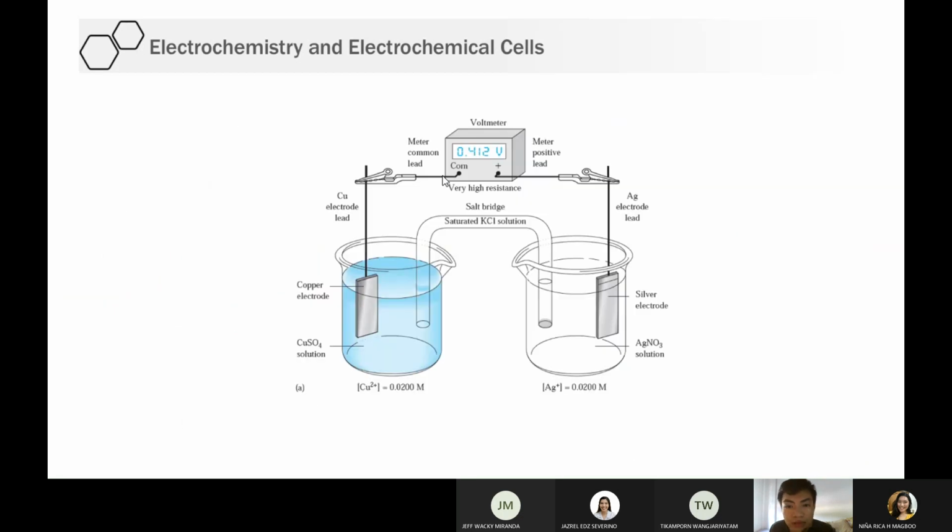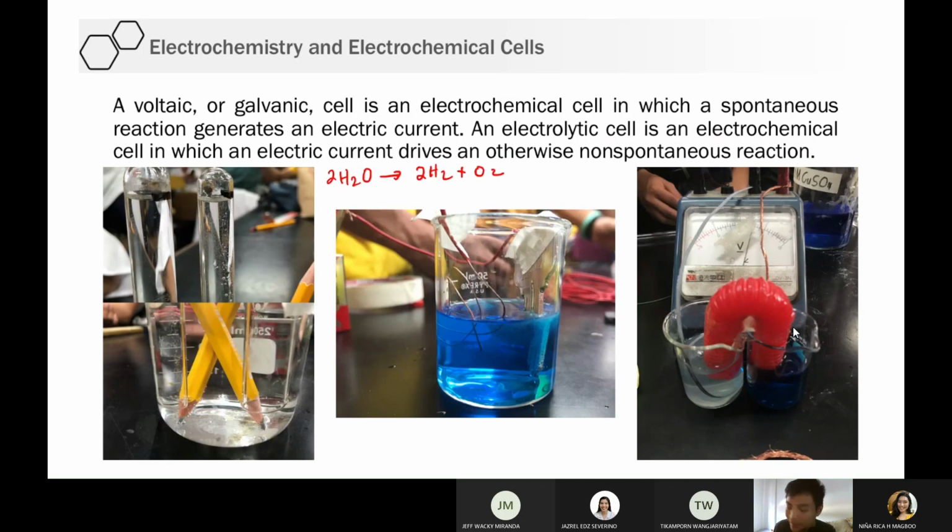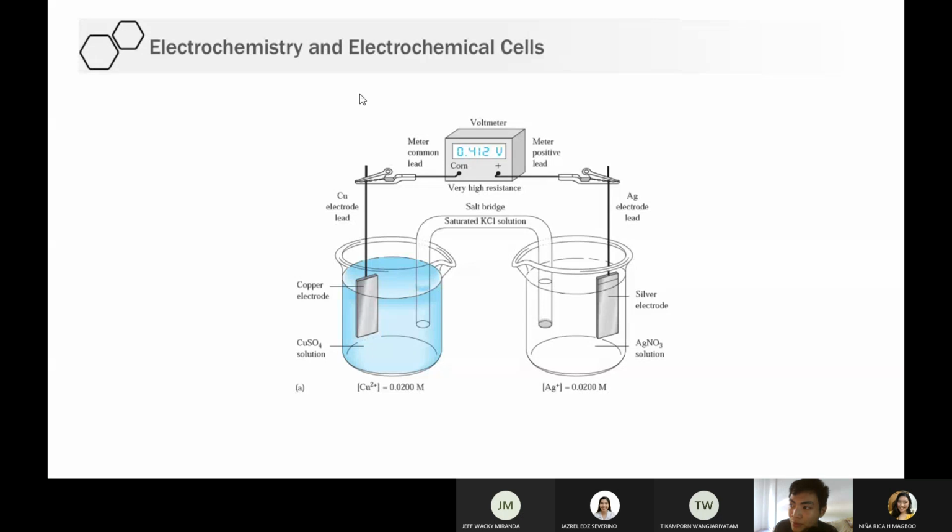This is how a galvanic cell looks like in theory, and this is how it looks like in reality. They have similar features, no? On the left side you have your anode, on the right side you have your cathode. On the anode, an oxidation reaction will occur, and on the cathode we have the reduction reaction.